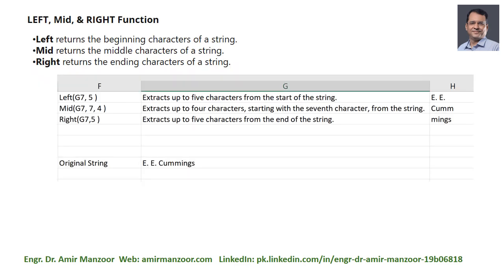The next set of important functions for text manipulation are left, mid, and right functions. The left function returns the beginning characters of a string, the mid function returns the middle characters of a string, and the right function returns the ending characters of a string. In the example shown to you, the original string is E.E. Cummings. And you can see how, by applying the left, mid, and right functions, Excel returns different parts of this original string.